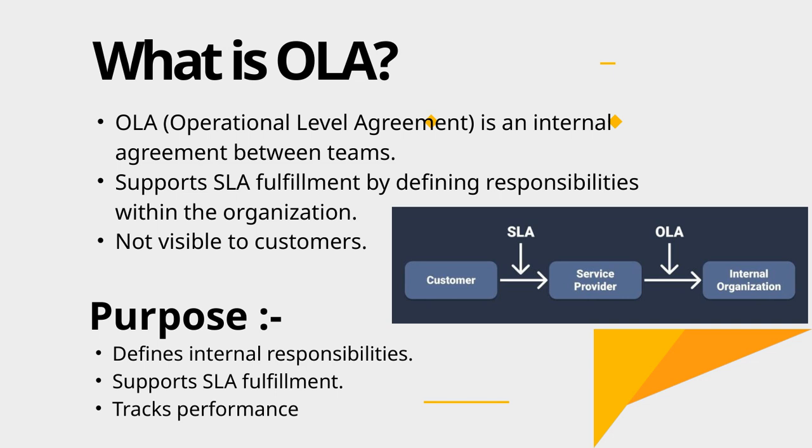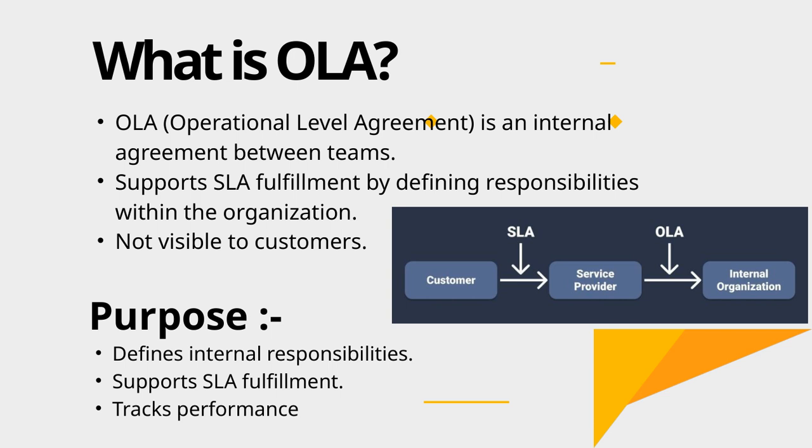So let's talk about what OLA actually is. OLA stands for Operational Level Agreement, and it's essentially an internal agreement between different teams within our organization. Think of it as a way to clearly define who is responsible for what, so everyone knows their role in supporting our overall service delivery. It's important to note that OLAs are not visible to our customers. They are internal tools designed to support the bigger picture.